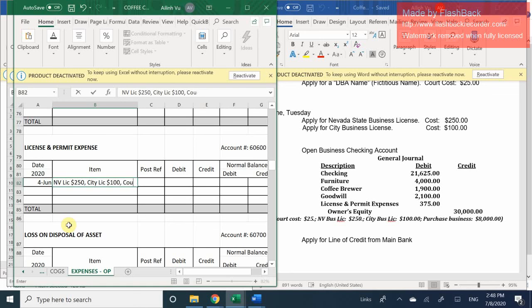I'm sorry, what page was that on? 36. 36? Oh, 26? 36. Oh, 36, yeah. Okay. No wonder I couldn't find it.